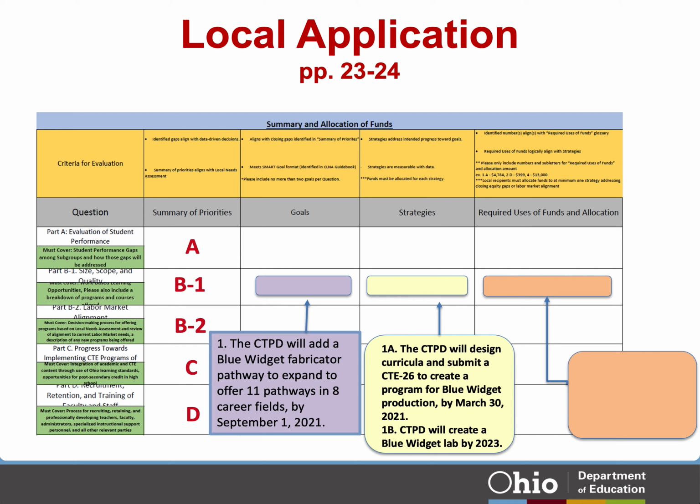Not every strategy must be funded, and we are only looking for Perkins funding in the Required Uses of Funds and Allocations column. But for those you want to fund, let's say the blue widget curriculum development, you would allocate Perkins funds and indicate which of the 6 required uses it satisfies. In this case, we are budgeting $28,000 and we are coding 5A for the required use of funds.